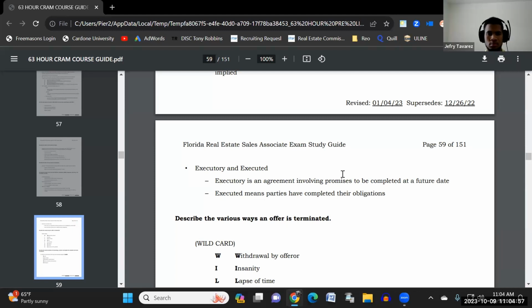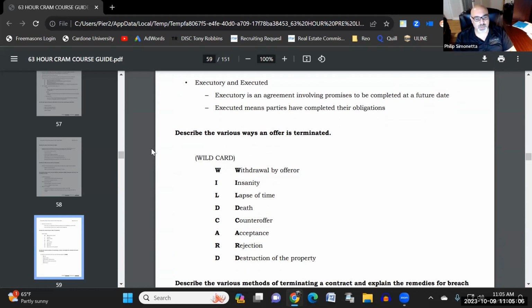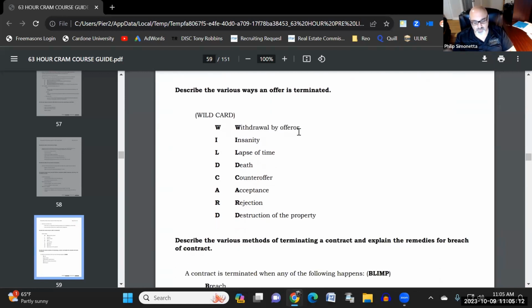Good. Now let's look at the various ways an offer is terminated. Our acronym is WILD CARD. It could be withdrawn. If somebody puts an offer in, they can withdraw it. So withdrawal by offeror. You send the offer, the seller doesn't respond yet, you can withdraw it before they do.